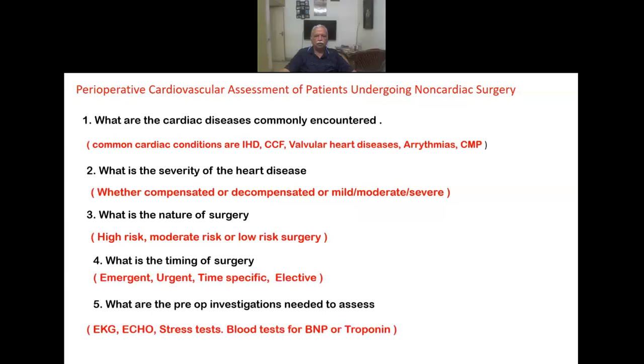And what are all the pre-op investigations needed to assess these patients? Whether you need an ECG or echo or stress test or blood test for BNP or troponin because of the conditions. These are all the things that you should next know. Now, what is the functional status of the patient? What is the METs for the patient? Duke's activity index. These things will tell you the functional status. And once you know all these points that you want to know from the patient, what is the type of cardiac disease, what is the severity of the cardiac disease, what is the nature of surgery the patient is going to undergo, whether it is urgent or emergent or elective.